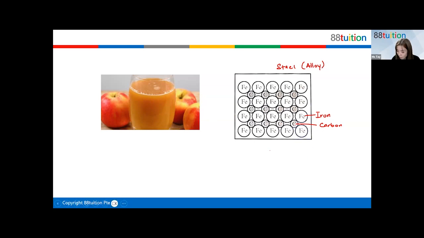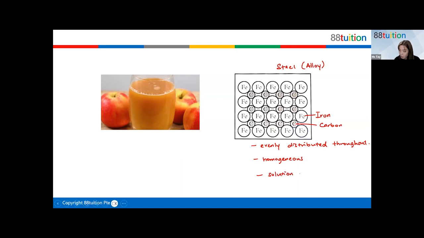Why is it called a solution? Can you see that whatever is inside steel, all these elements are actually evenly distributed throughout? Evenly distributed throughout, so we call it homogeneous. And therefore, it is a solution.